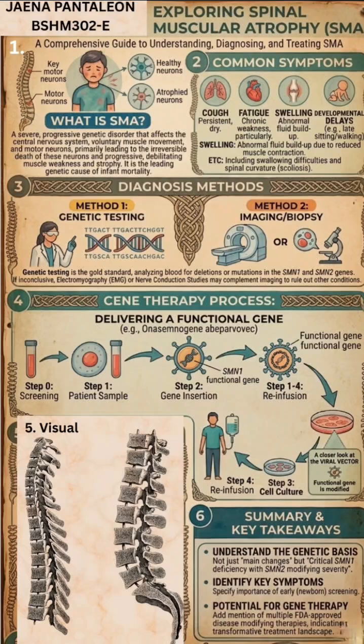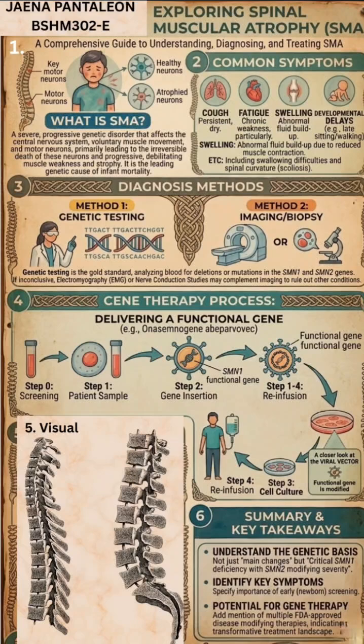Now let us proceed to the most exciting development in SMA treatment, which is the gene therapy process. So we use a delivery system first, specifically a viral vector, to carry the functional SMN1 gene into the patient's body. Okay, that's the first step. So the process, just to summarize, involves screening the patient, preparing the functional gene in a lab culture, and then reinfusing it. This essentially reprograms the body to produce the proteins necessary for neuron survival.